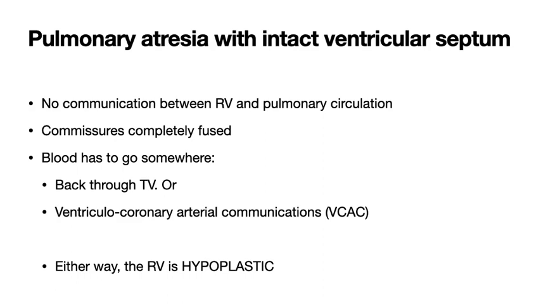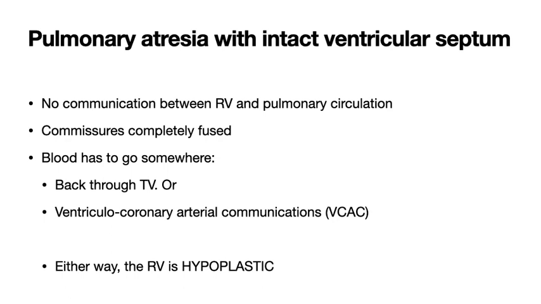And with pulmonary atresia, there is no communication between the right ventricle and the pulmonary circulation. The commissures are completely fused, so the blood going into the right ventricle has to go somewhere, and we just said that it can't go out the pulmonary artery. So where does it go? Well, one choice is it goes backwards through the tricuspid valve, tricuspid regurgitation.